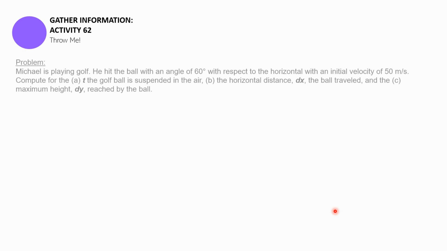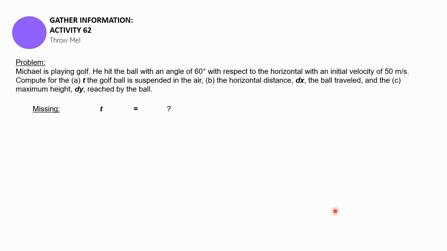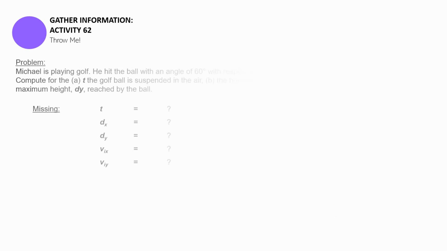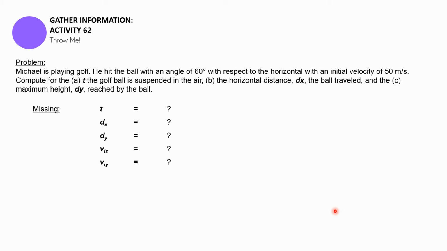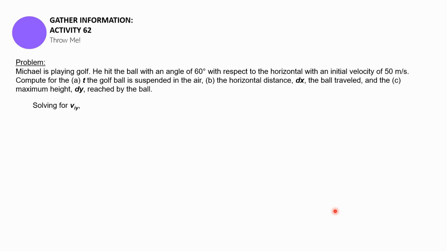Okay. So, let us begin knowing kung ano pa yung mga missing factors. We're looking for the time. We're also looking for the horizontal distance. We're looking for the vertical distance. And we're also looking for the horizontal component of the initial velocity and the vertical component of the initial velocity. Okay, so medyo marami yung hinahanap natin, no? Bale, limang factors. Let's begin with the first one.